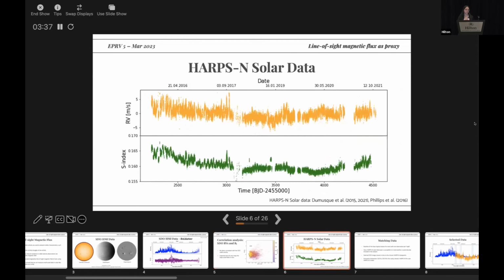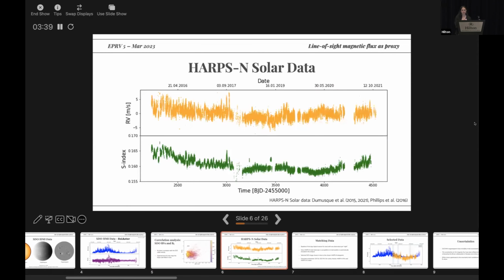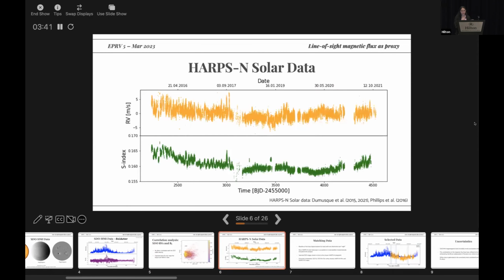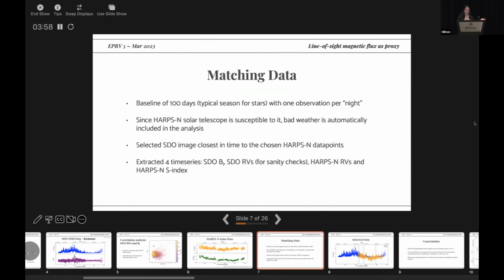Well, for the sun, we can look at HARPS-North data. It's been going on for a while, and I plot here on the top the RVs, and on the bottom, I picked one of the popular proxies that we currently use, the S-index, that I will mostly use as a benchmark for the rest of this analysis. Let's start by matching the data.